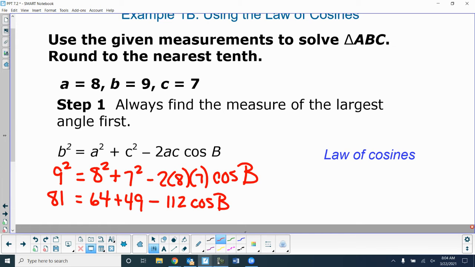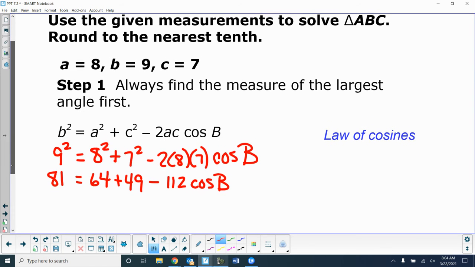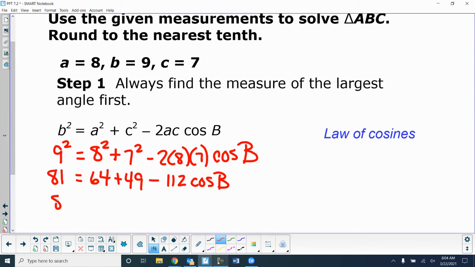Let's get rid of this. All right, so I got 81 equals 113 minus 112 cosine of B. Okay, so I've just done some of the math.